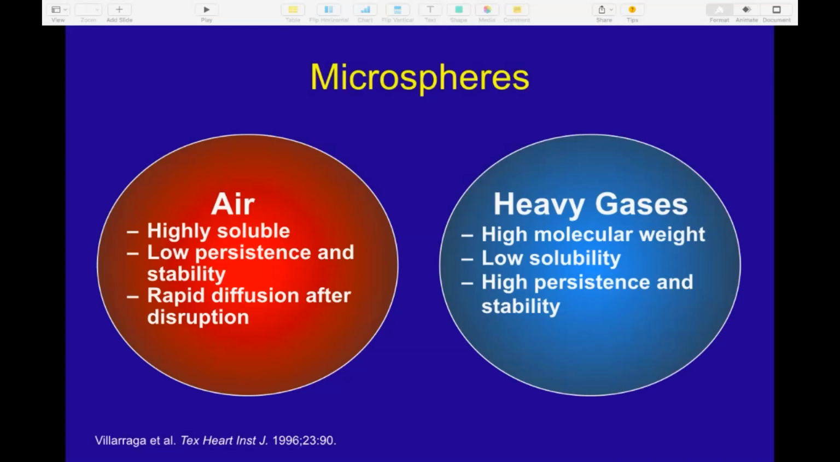So to summarize, you can see that air is highly soluble. It doesn't persist too long, and it doesn't have great stability, and it rapidly diffuses after disruption. Whereas the heavy gases, which form our second generation contrast agents, have higher molecular weight, low solubility, high persistence, and stability. So what are the main indications?